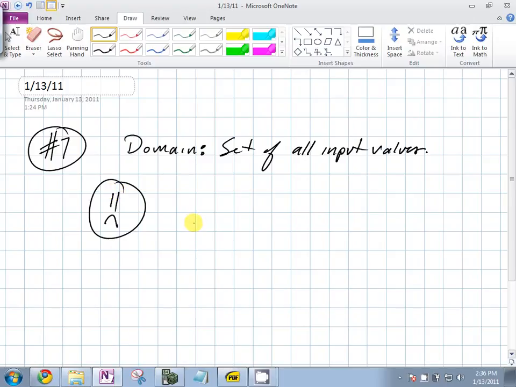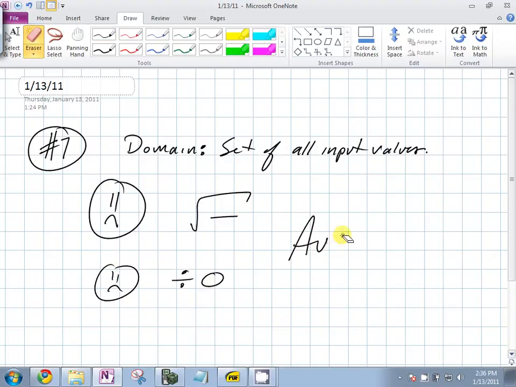You can't, with real numbers, you can't do what? You can't take the square root of. Okay, that makes a frowny face, right? We don't like negative radicands. And we don't like dividing by 0. So we want to avoid these two things. It's everything besides those two things. It's all the values that don't result in that.